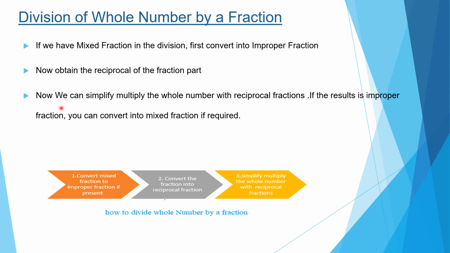So what are the three main steps? First, the divisor, that is the fraction here: if it is a mixed fraction, convert that to improper, then find the reciprocal of that, and multiply the whole number with the reciprocal of the fraction. It's very simple. Here we do not have exact division. First we find the reciprocal and then do the regular multiplication. That means convert the mixed fraction into an improper fraction, convert the fraction into its reciprocal, and multiply the whole number with the reciprocal fraction.